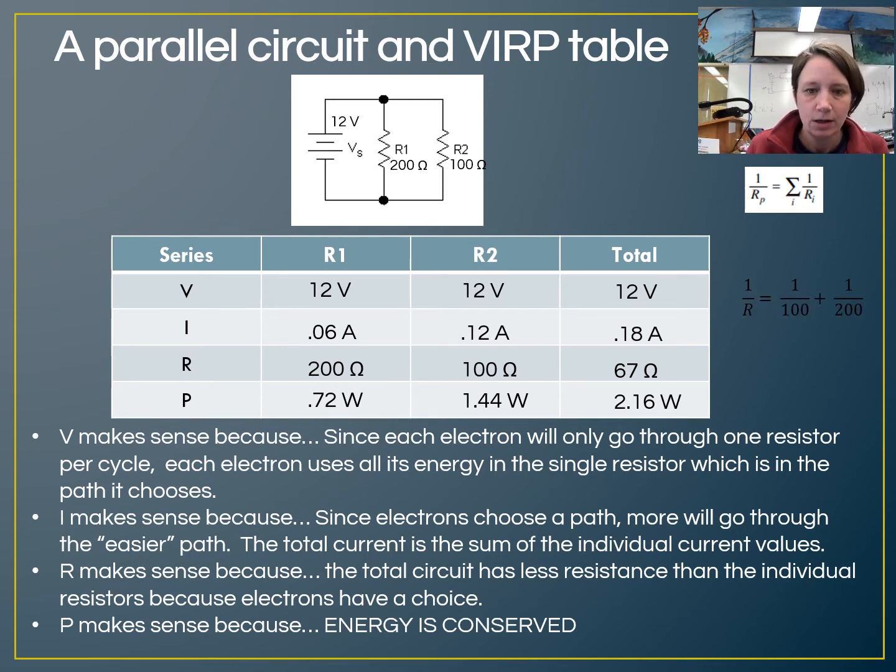So in other words, the reciprocal of the parallel chunk is equal to the sum of the reciprocals of the individual values. If I wanted to solve it directly, I would say 1 over R, which is my total R for my circuit, equals 1 over 100, my first resistor, plus 1 over 200, my second resistor. If you add 1/100th and 1/200th, you get 3/200ths. From there, you take the reciprocal of both sides. So 1 over R is 3 over 200, which means R is 200 over 3, the same as 67 ohms. This is another shortcut, a way to get to that 67 without doing the entire VIRP table first.